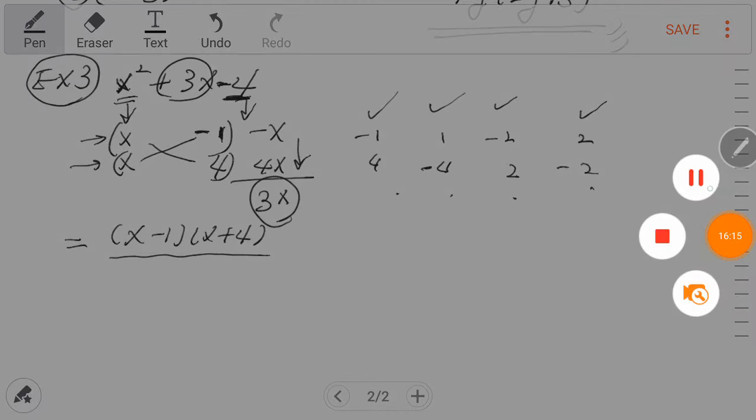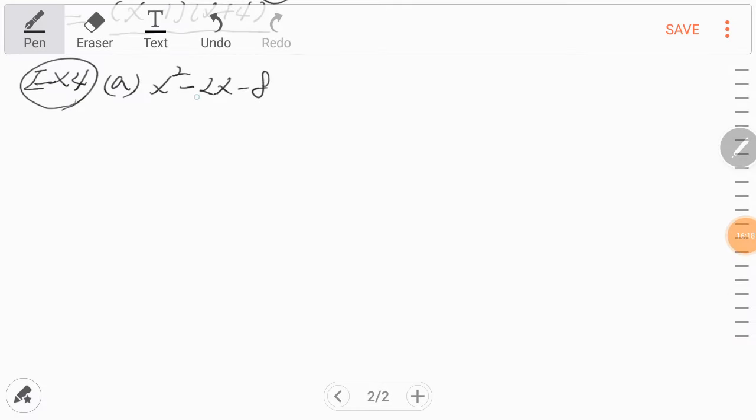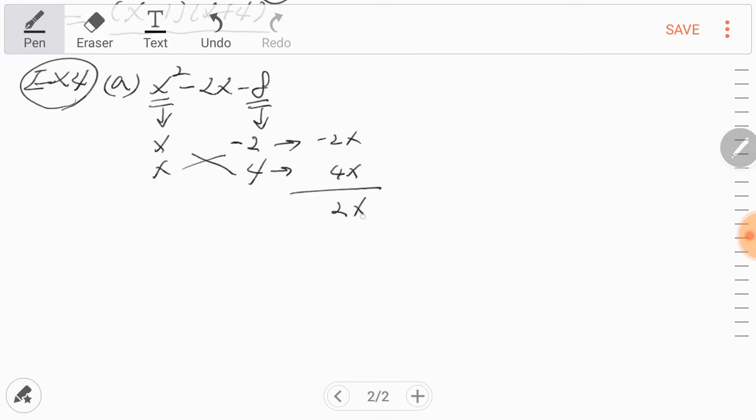Okay, let's try another example. Example 4. Okay, so this trinomial is written in the right order. So the first term is x times x. The second term is negative 8. So the product has to be negative. Then we can try 2 times 4 is 8. We gotta put the negative sign. Okay, let's try this time put the negative sign on 2. Then this product is negative 2x. And this product is 4x. And the sum is 2x. So as you can see here, this is positive 2x. And this is negative 2x. So the sign is not right.